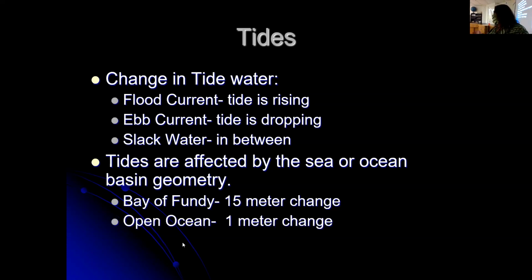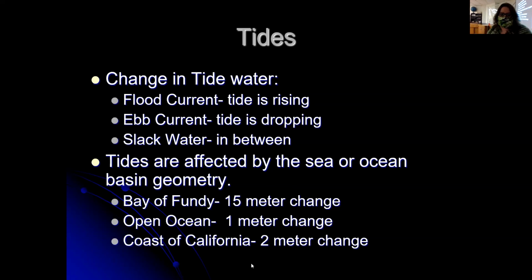And then if you're in the open ocean, that's someplace I've never been, deep water, there's only about a 3-foot change in the waves. On the coast of California, though, between low tide and high tide, there's 6 feet difference in the size of the waves.